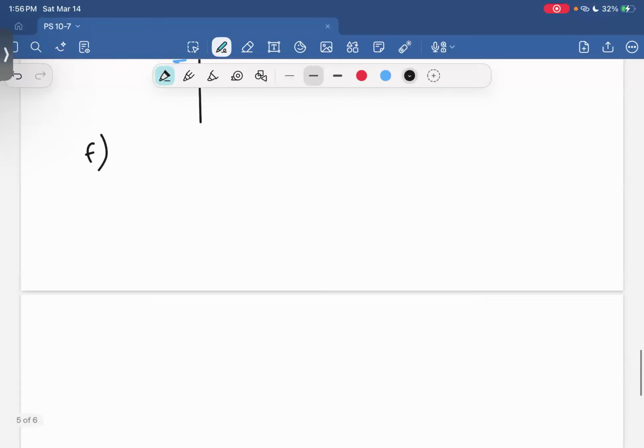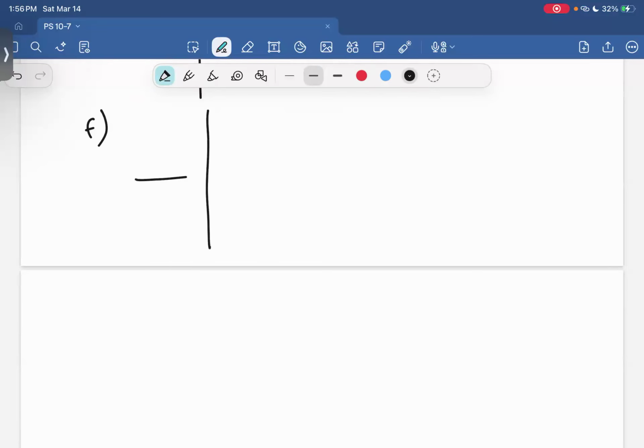And F we have (-1, root 3). So that's there. And this is a 30, 60, 90 triangle with root 3 here, negative 1 there. So this radius is equal to 2, right? So our answer is (2, 2 pi over 3).